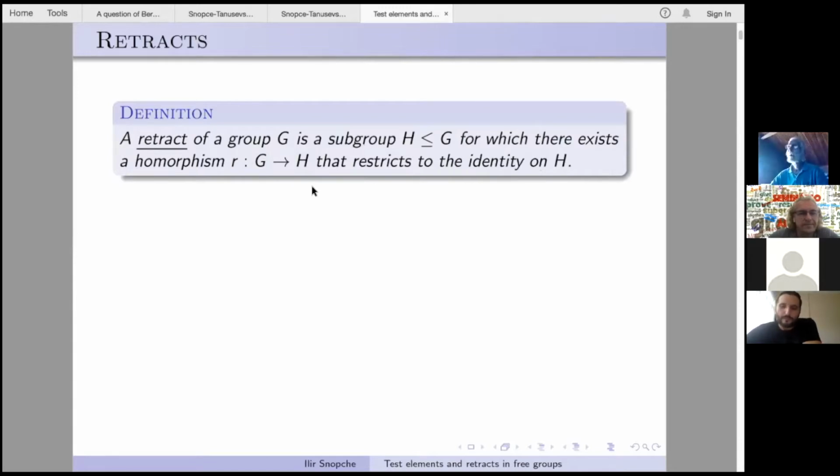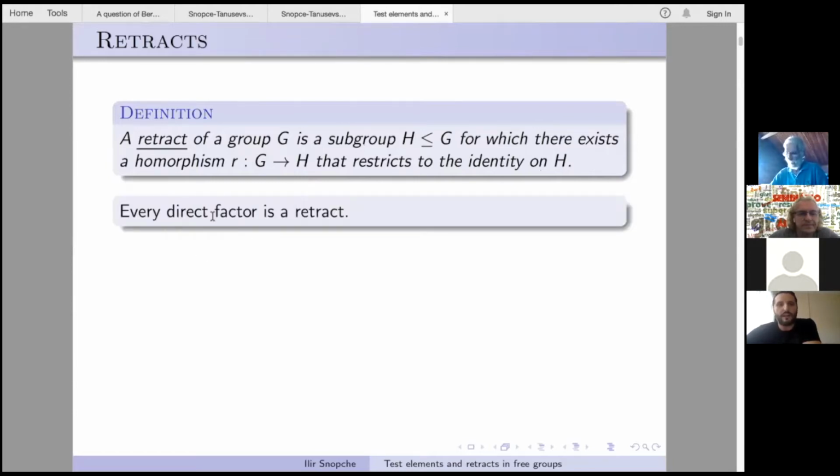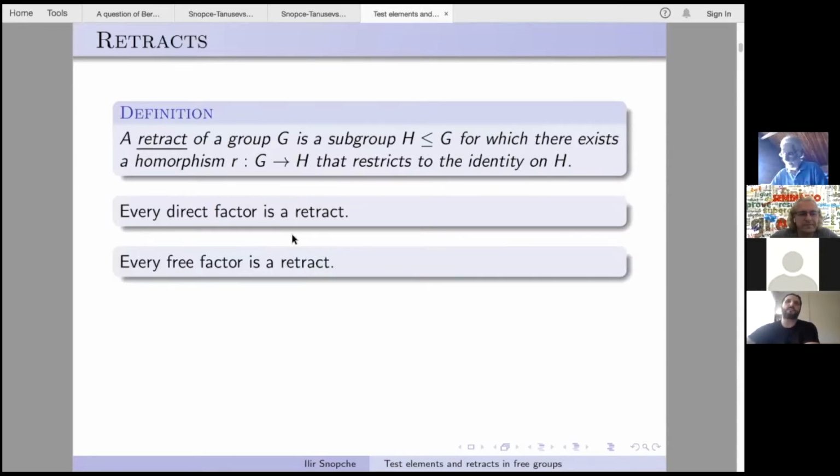What are examples of retracts? There are some simple examples that everyone knows. The first one: every direct factor is a retract. When you have a direct factor of a group, we can project this direct factor to itself by the identity map and send the rest to the identity element, right? In this case, we have a homomorphism, which is a retraction. Other examples of retracts are free factors. Every free factor is a retract.